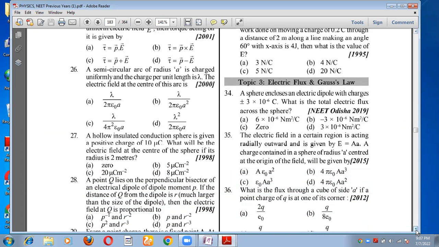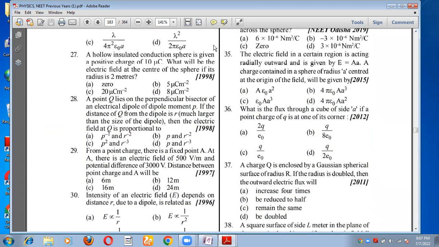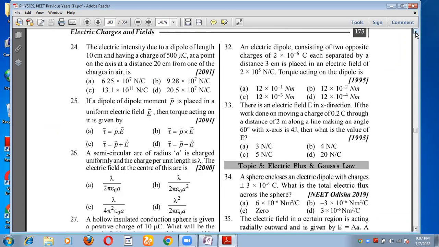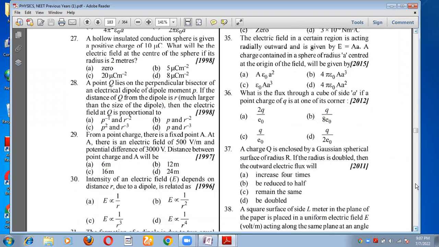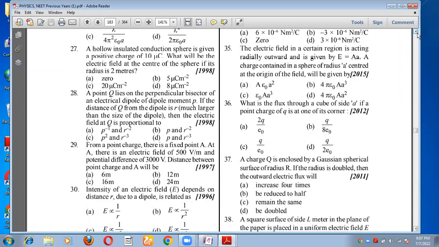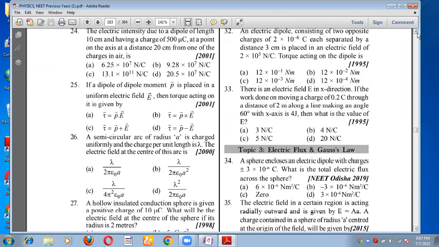So 29 we have done, right, Krishna? No, sir, I think until 31 also. 31 we finished. Okay. 32 also, sir. Okay. So the last one, I think, is 33. Yes, sir. All of you go through this question number 33.